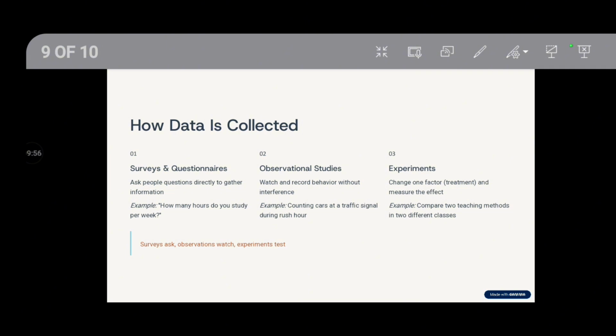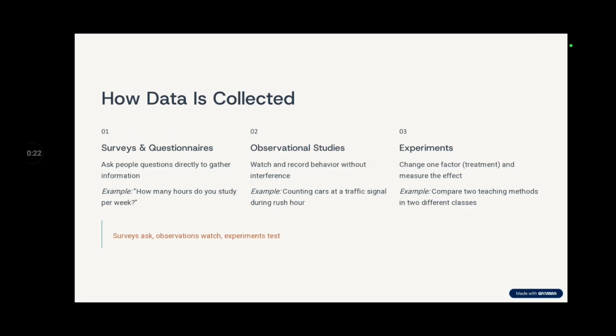The third is experiments, where we change one factor and measure the effect. If we change a factor like a treatment, we see what the effects are when we change it, and we measure that effect. If we compare two teaching methods in different classes, these are experiments. So: surveys, observation, and experiments.